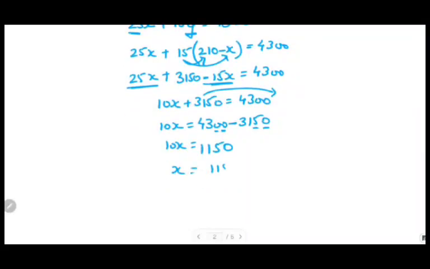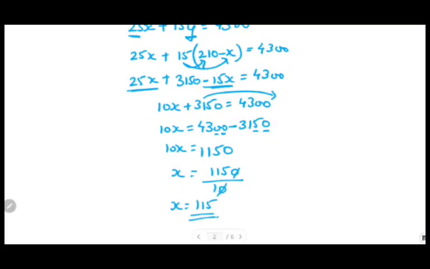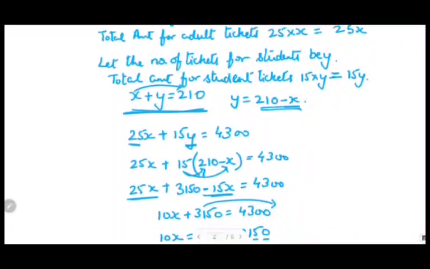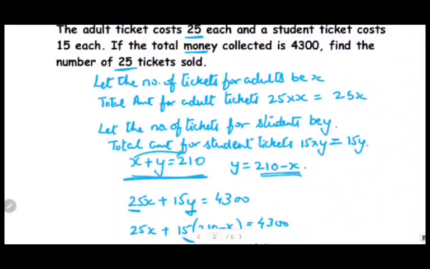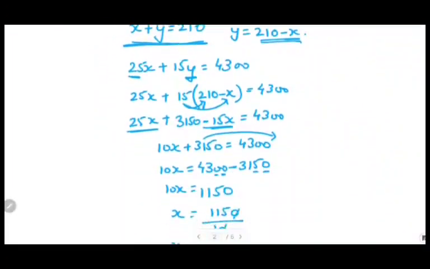x is equal to 1150 upon 10, cancel, value of x 115. Okay, so what are they saying? They wanted the value of the one that cost 25. That cost 25.